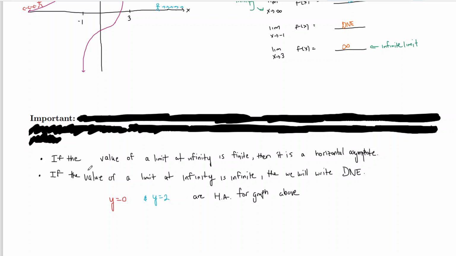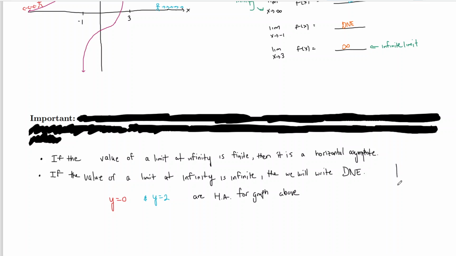And if the value of a limit at infinity is infinite, we don't have that example here. The main reason we don't care too much about if a limit at infinity is infinite is because it's not a horizontal asymptote. Some places will write infinity or negative infinity depending on which way it goes, but for us, we're just going to write DNE.